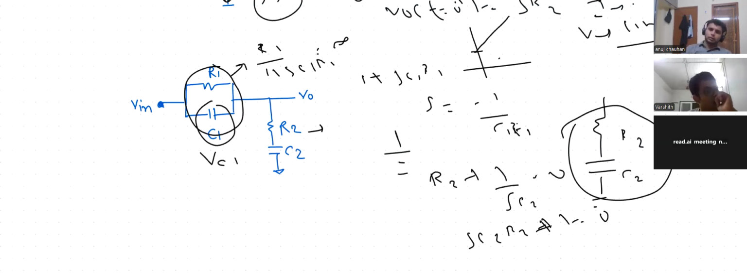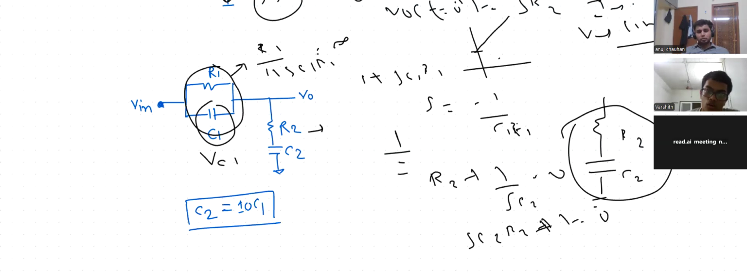For a hint, one more thing that I can do: let's say my C2 is 10 times C1. Can you have some hint of calculating zeros? Oh, sorry, poles. And on the opposite, R1 is much greater than R2. These are two conditions. Can you see something?